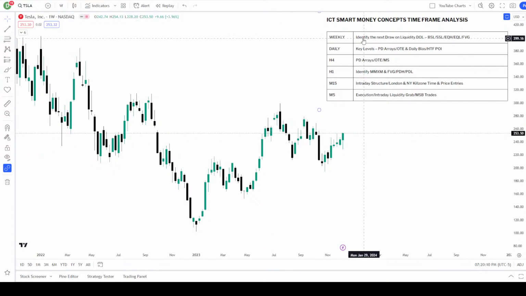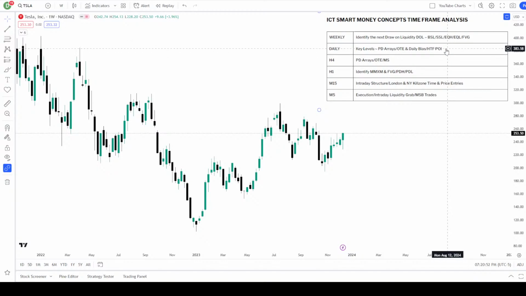On the weekly time frame, the first thing we're doing is identifying the next draw on liquidity, which in Smart Money Concepts we label DOL. If you don't know any of these definitions or terminology, you can find them in my subsection on the Discord, under Rustik Smart Money Concepts, on the Traders Helping Traders Discord. Under my trades there's also chart analysis and Smart Money Concepts, where all the acronyms for the terminology are listed.